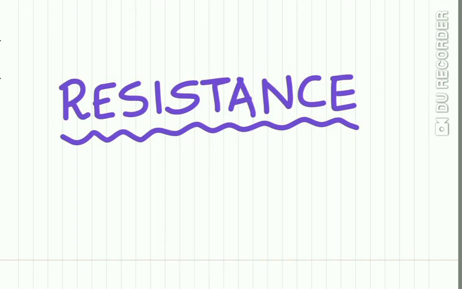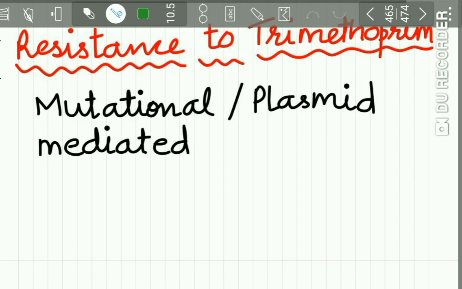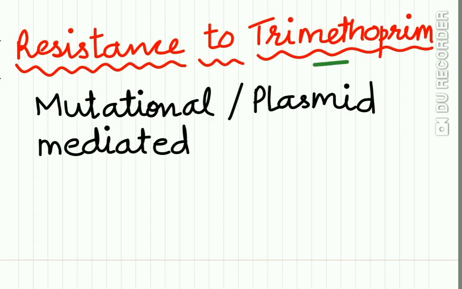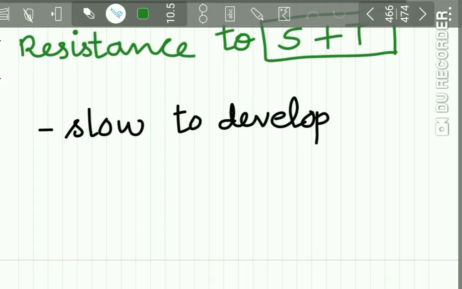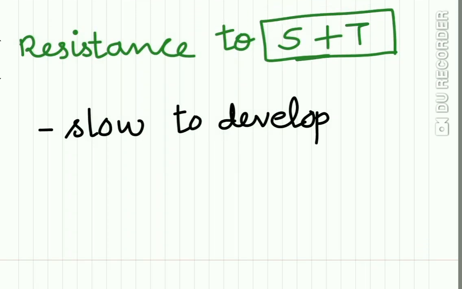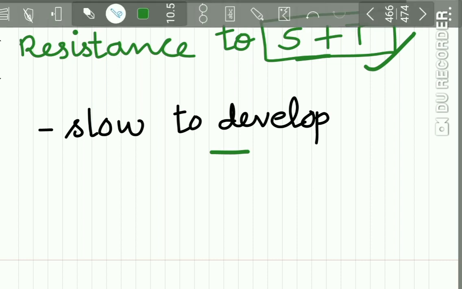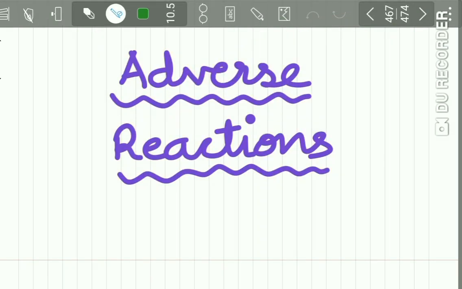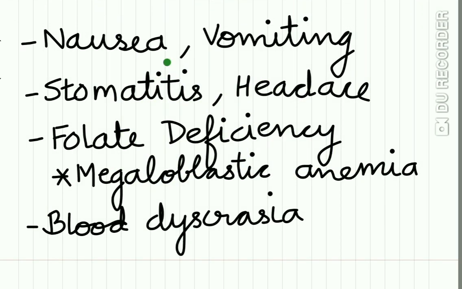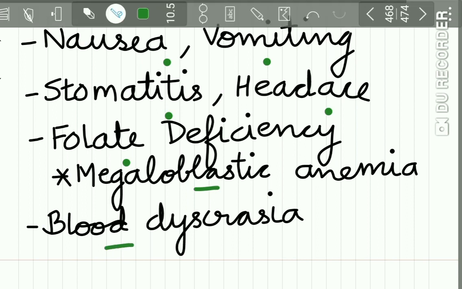Now, the resistance to Cotrimoxazole. The resistance to trimethoprim is mutational or plasmid mediated, while the resistance to the combination of sulfamethoxazole and trimethoprim is very slow to develop. The adverse reactions caused by these drugs are nausea, vomiting, stomatitis, headache, folate deficiency leading to megaloblastic anemia and various blood dyscrasias.